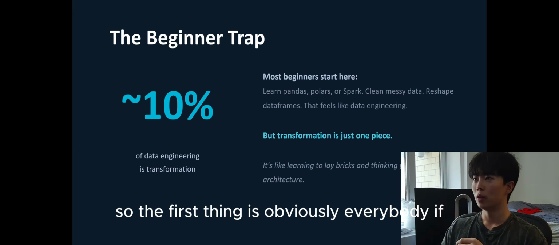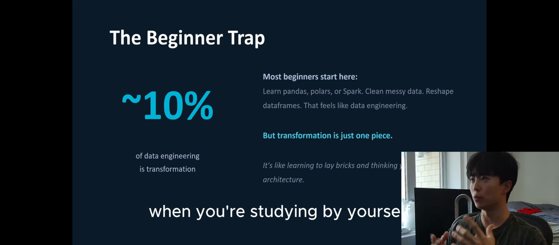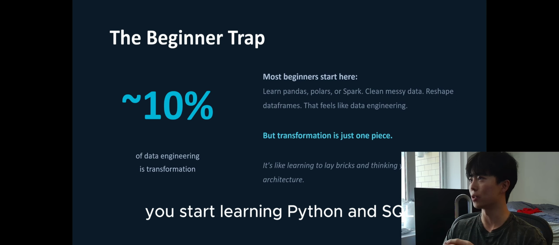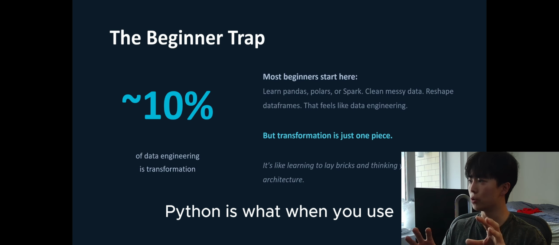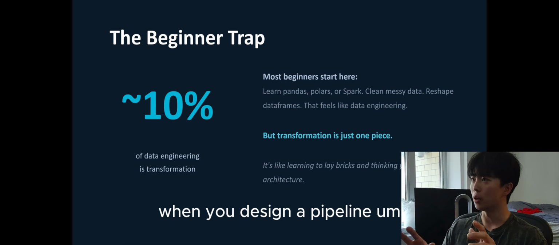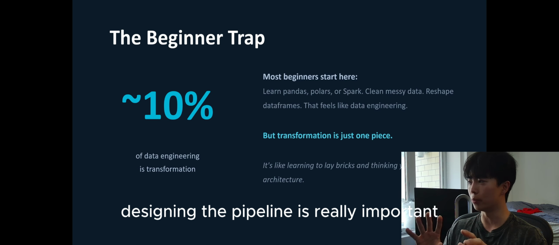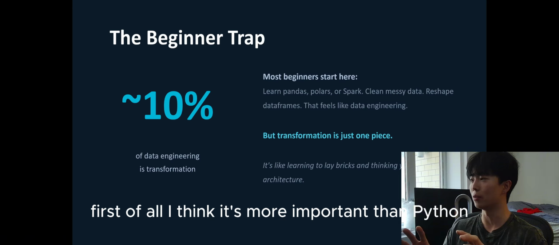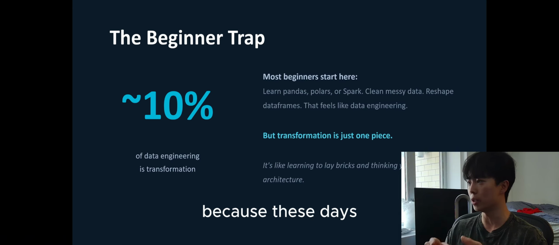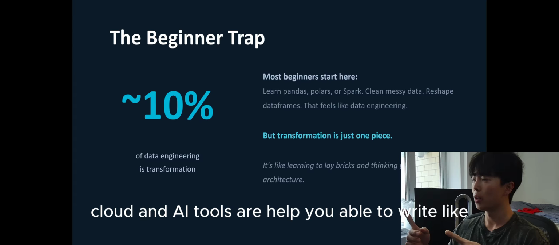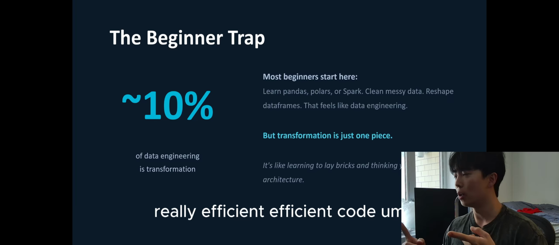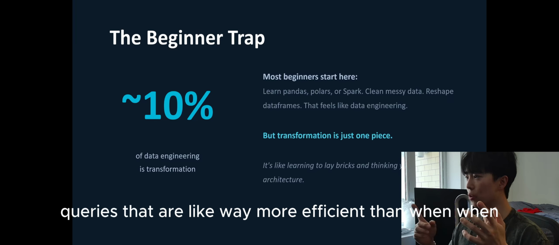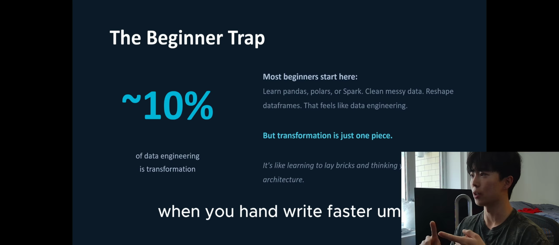The first thing is, obviously, if you're out of college or studying by yourself, you start learning Python and SQL. In my opinion, Python is what you use when you design a pipeline. Designing the pipeline is really important. First of all, I think it's more important than knowing how to write Python and SQL, because these days Claude and AI tools help you write really efficient code, queries that are way more efficient than when you handwrite them, faster, and accurate.